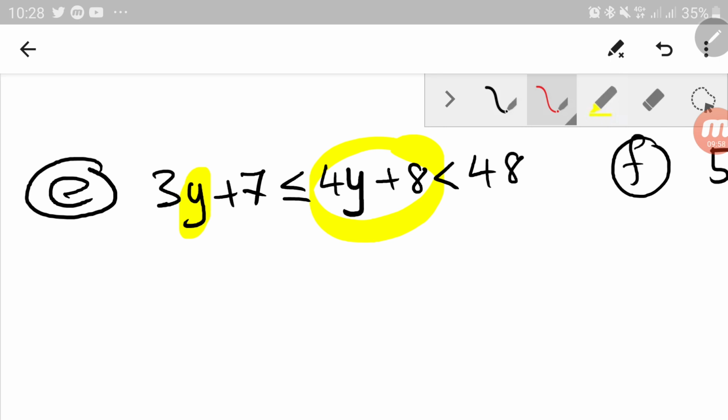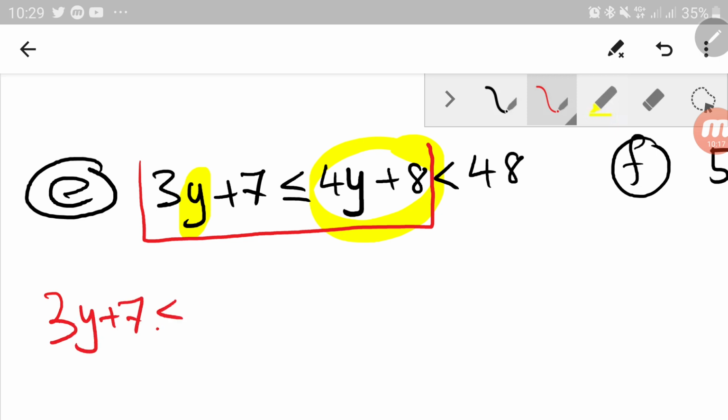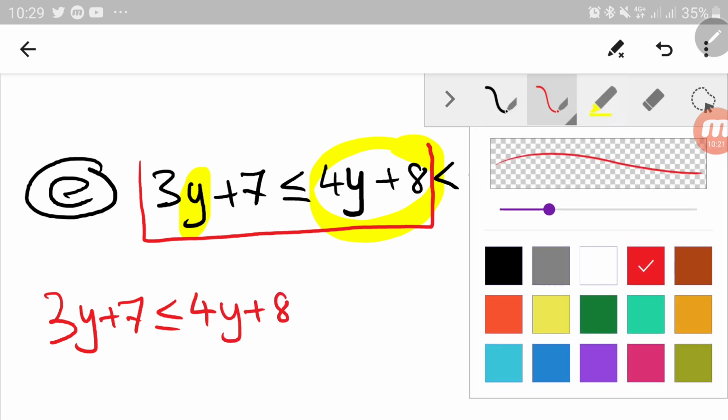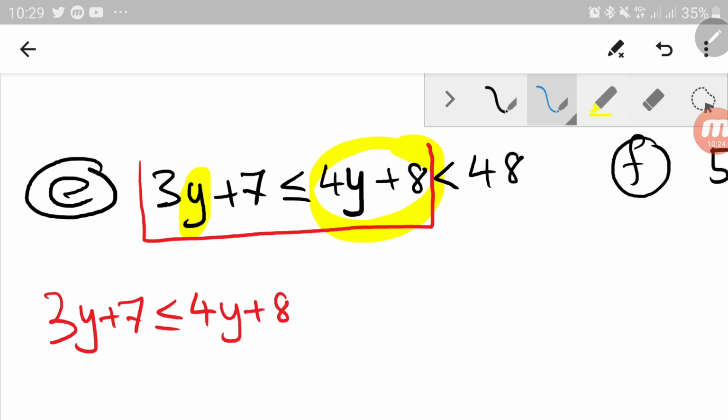Okay, never mind. What we should do over here is split them into two different inequalities. How to do that? Simple. We take the first two, over here: 3y plus 7 less than or equal to 4y plus 8. That is the first two. We have 3, right? And for the next one, these two, we split it like this.